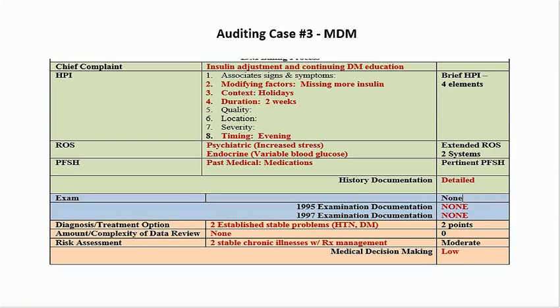Here are the details for case 3 for the documentation that was credited under each element that you may reference at a later time.